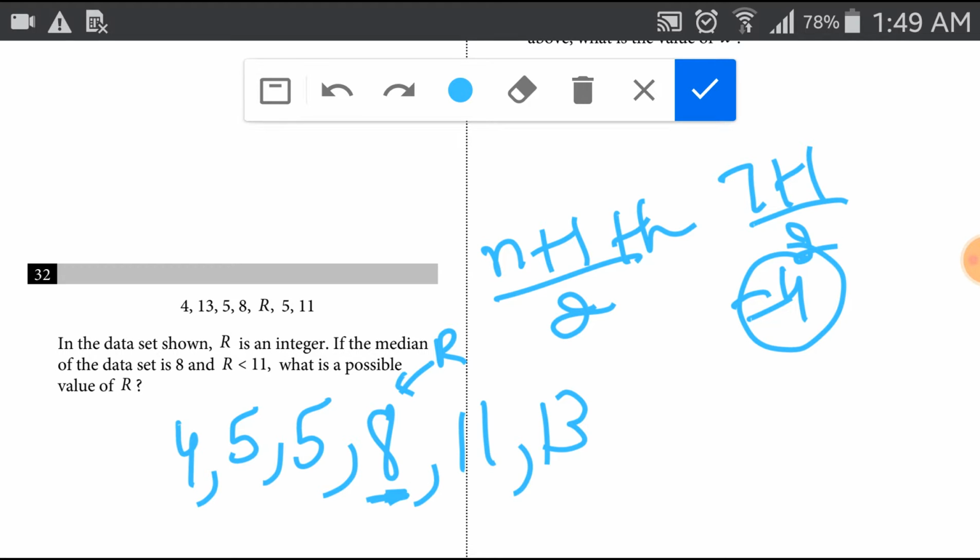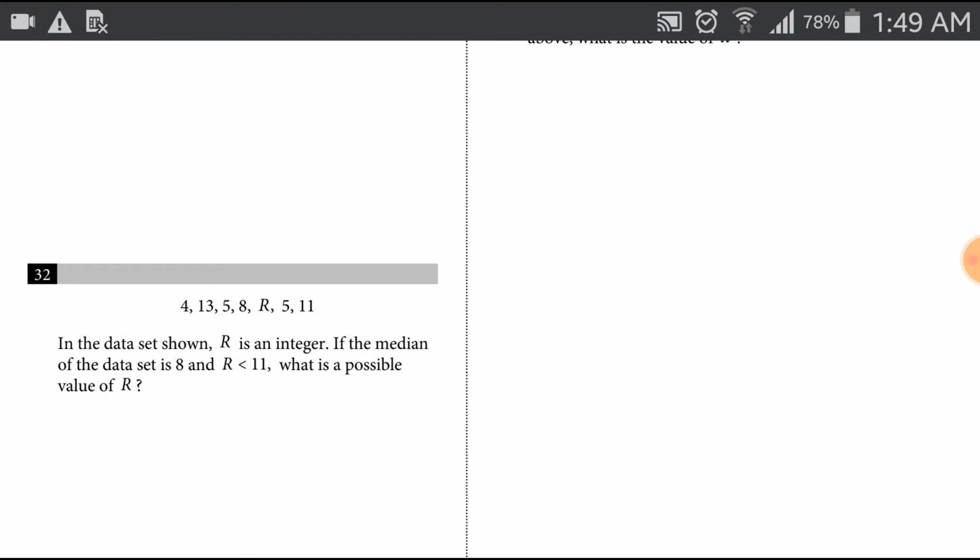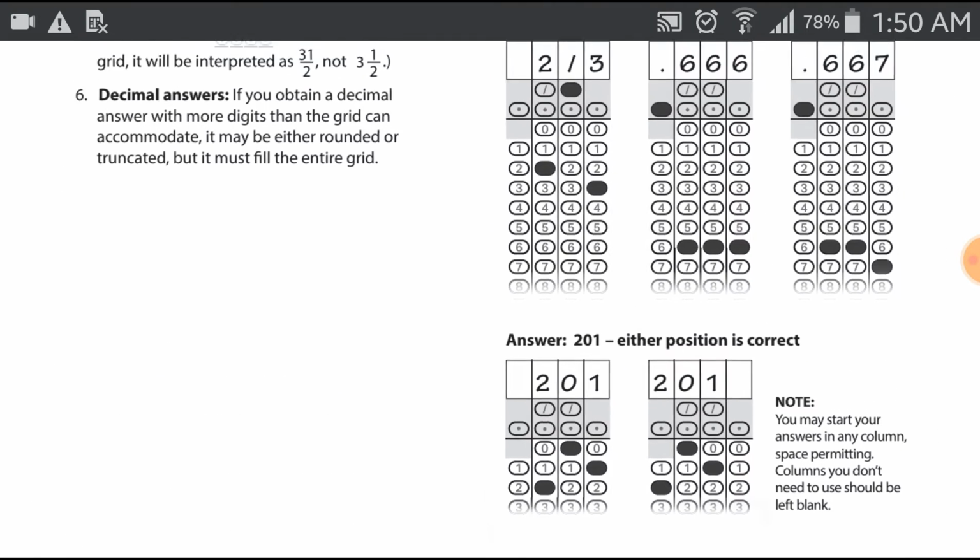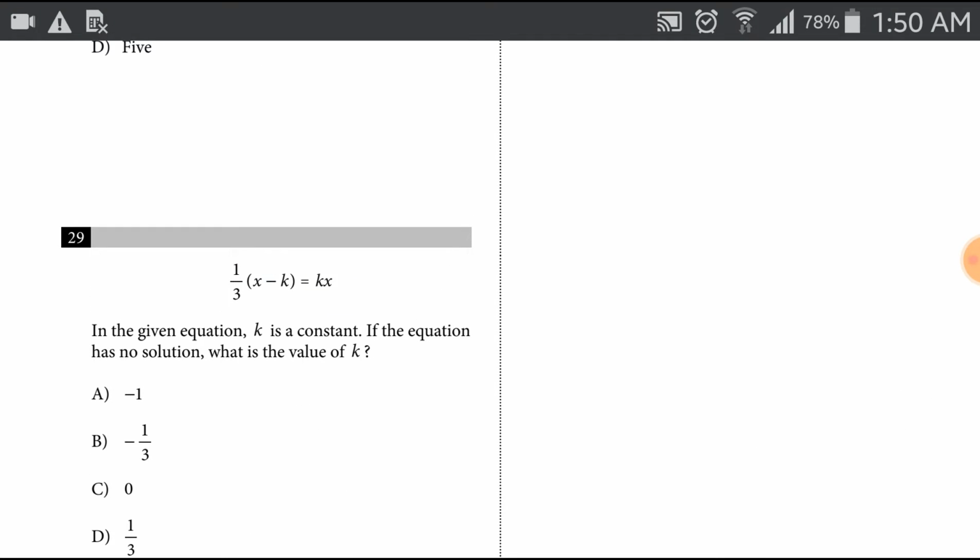So in order for 8 to be the median, R has to be after 8. So R has to be greater than 8. And we already know R is less than 11, so the possible values are only 9 and 10. So that's pretty much it. So any of these two answers would have been correct for this question. Let's go up. We've done 31. Let's do question number 30.